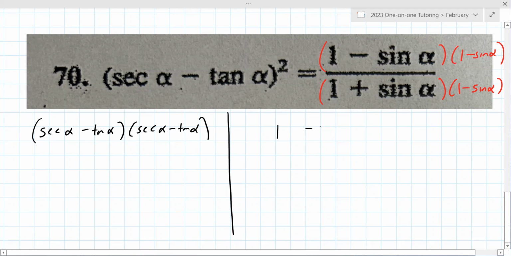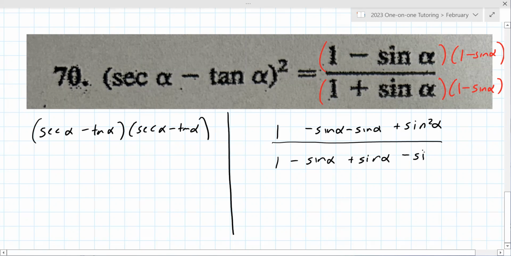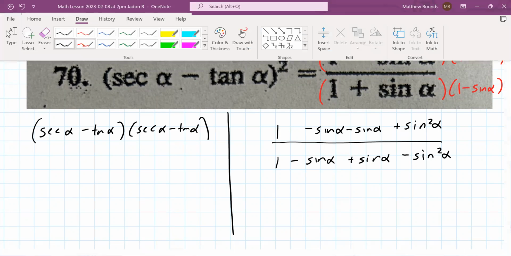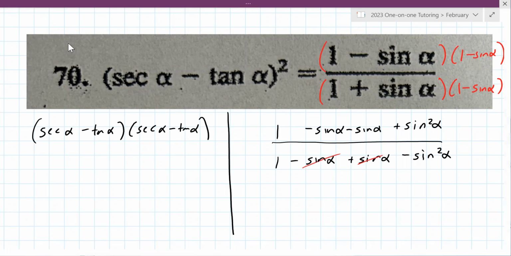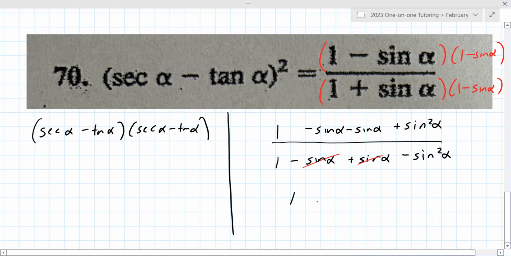And then you got minus sine alpha plus sine squared alpha. And then on the bottom, when you FOIL, you get 1 minus sine alpha plus sine alpha minus sine squared alpha. And what you notice, hopefully, is that the O and the I, the outer and the inner, cancel. So on the top, just rewriting a little bit, you get 1 plus sine squared alpha minus 2 sine alpha, like that. And then on the bottom here, you have a 1 minus sine squared alpha, like that.